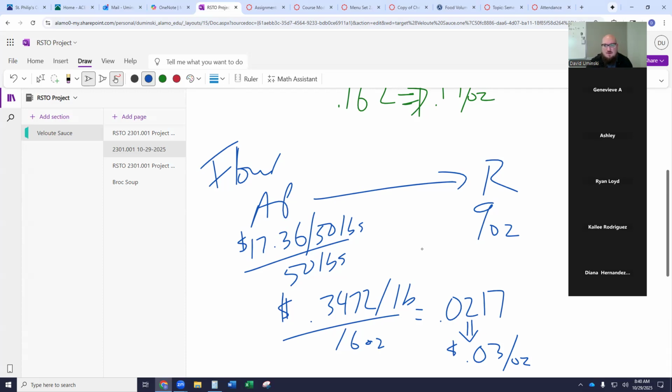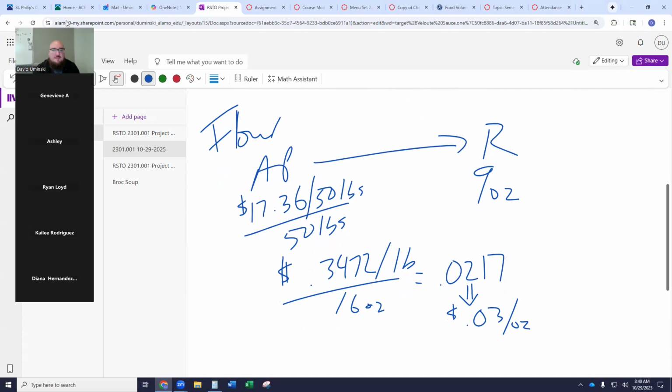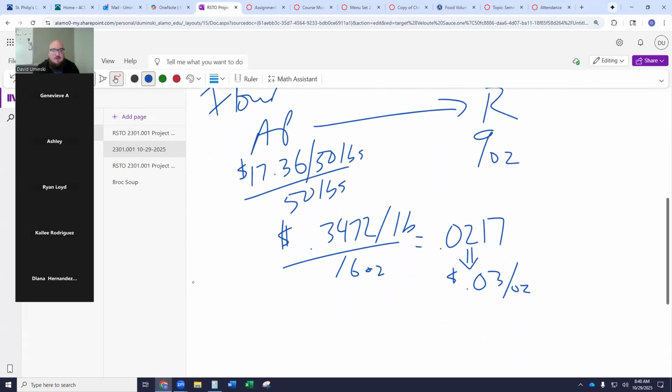With the how many ounces? Say that again. Ounces? 3 cents per ounce was our recipe unit cost. Okay. 8 cents per ounce. So confused on how I got 0.20. I mean, it might just be that, yeah, I'm not sure.